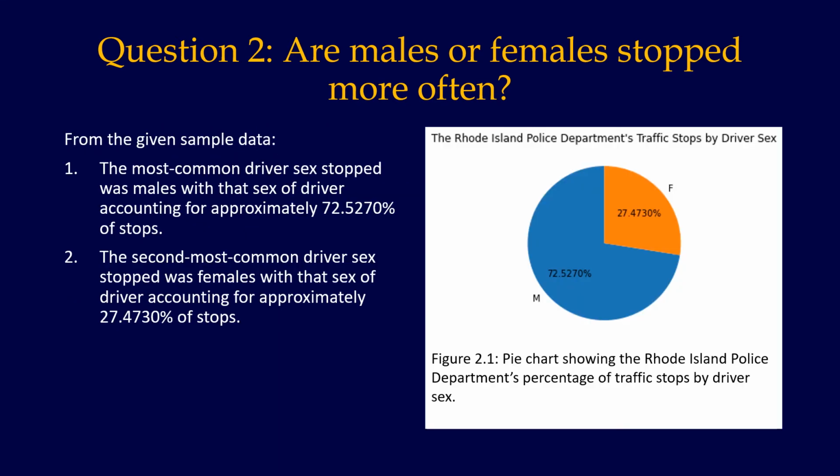This has been done. In this slide, we're presented the solution to our problem, both in paragraph form and in pie chart form. From the given sample data of Rhode Island Police Department traffic stops, the most common driver sex stopped was males, with that sex of driver accounting for approximately 72.5270% of stops. The second most common driver sex stopped was females, with that sex of driver accounting for approximately 27.4730% of stops. Figure 2.1 on the right contains a pie chart showing the percentage of traffic stops by driver sex.